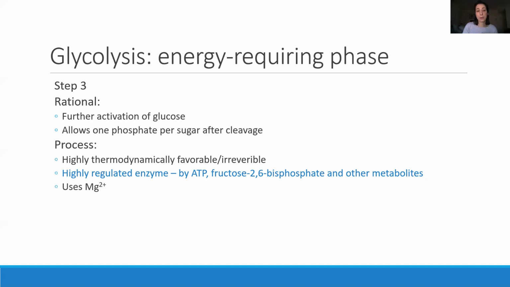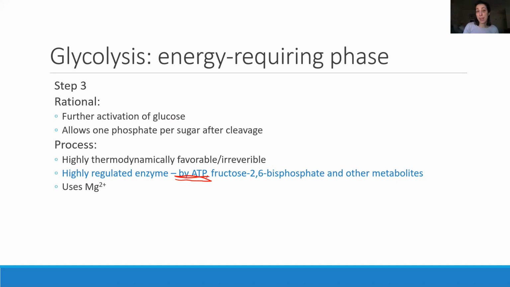Just like with hexokinase, this step is highly thermodynamically favorable and irreversible. So the addition of that ATP makes this a very irreversible step. This is going just in that one direction. And it is also highly regulated. Hexokinase is fairly regulated. Phosphofructokinase 1 is one of the most regulated steps of glycolysis, and it is regulated by ATP. Again, for similar reasons.